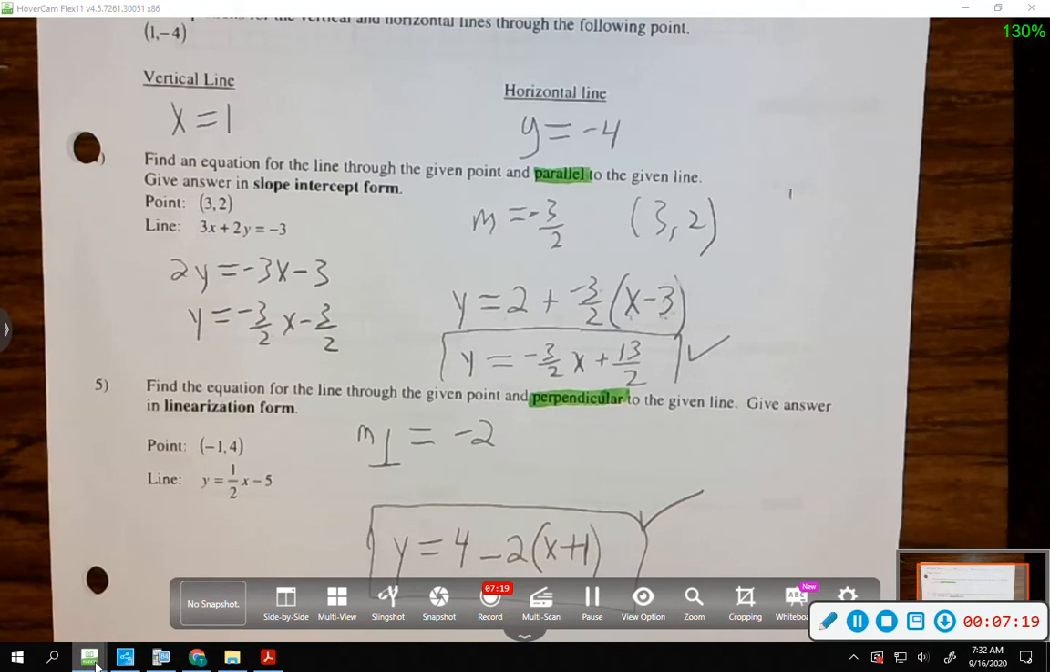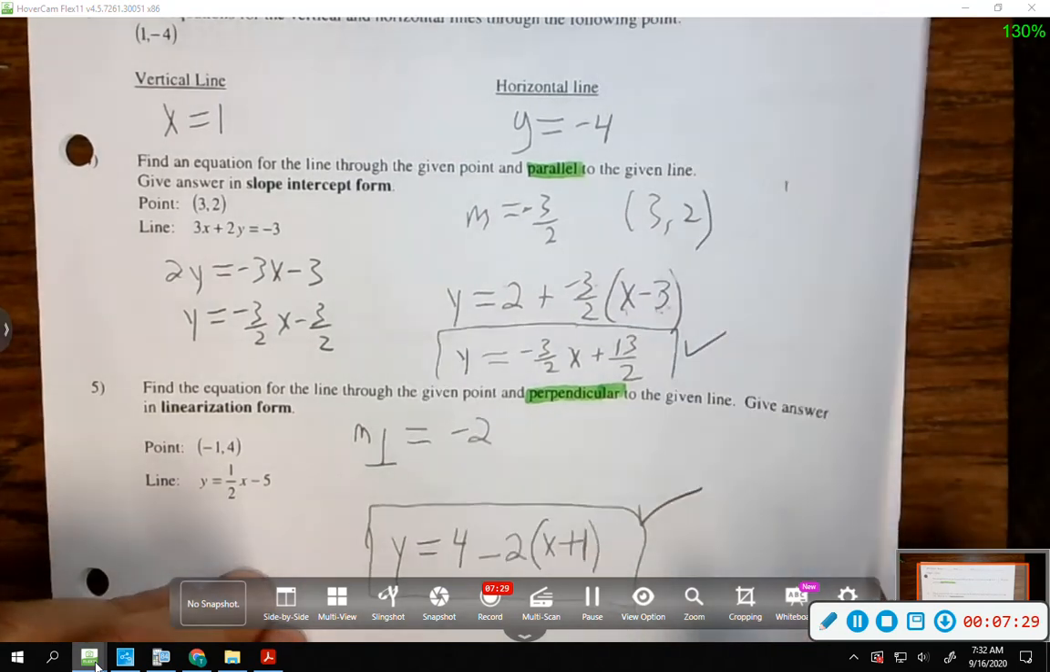Page 1 is all Algebra 1. It will be similar on your take-home test for sure, and probably pretty similar on the actual test. Okay?